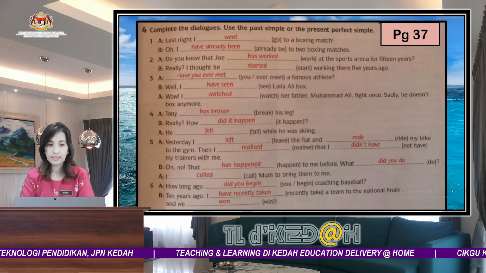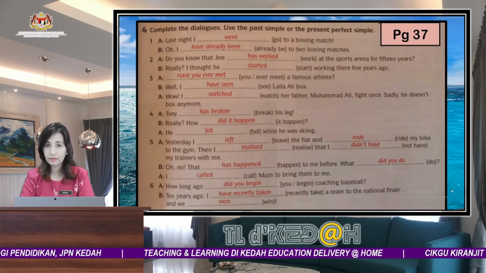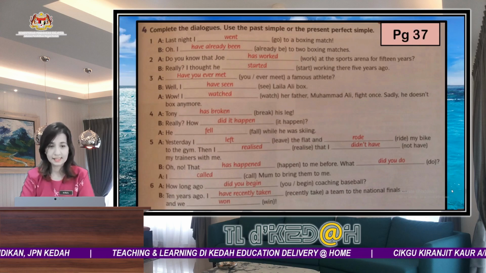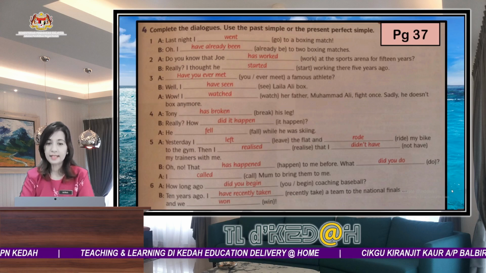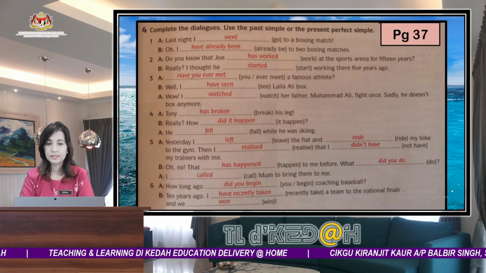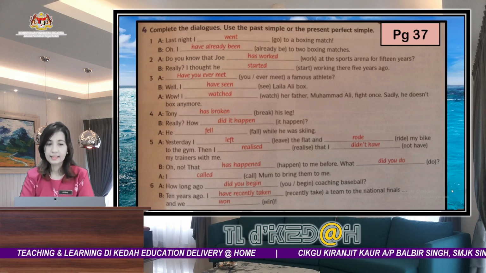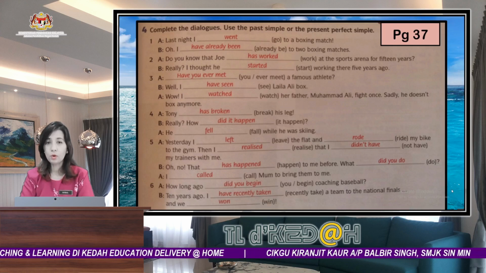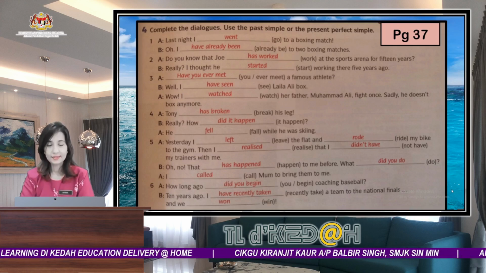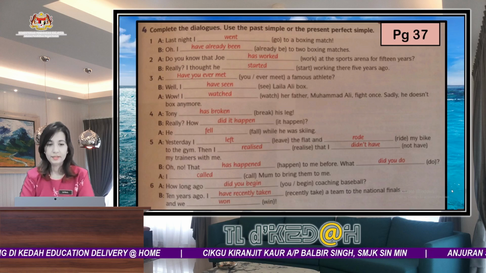Number 4, Tony has broken his leg. When, we don't know, so we use present perfect tense. Really, how did it happen? Okay, so this is past tense. And then he fell while he was skiing. So it happened already. Okay.